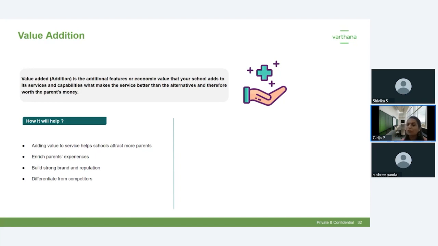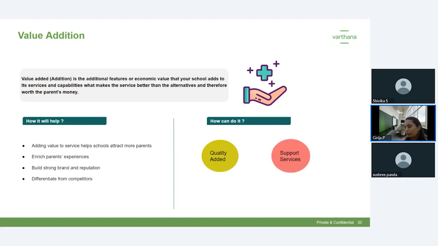And how can you do this? One, you can add value in quality through different program services, and you can tie up with a third party which can help you enhance the quality of your school. Another thing you can do is provide support services to the parents, which can make them feel the school is doing something for them. So for this value addition, keeping all these things in mind, Vatna has also launched a few programs which can help you provide this value addition, and parents feel more worthy when they are choosing your school.